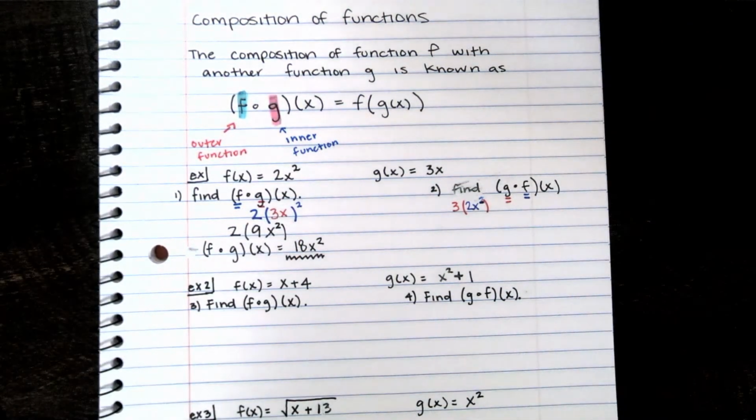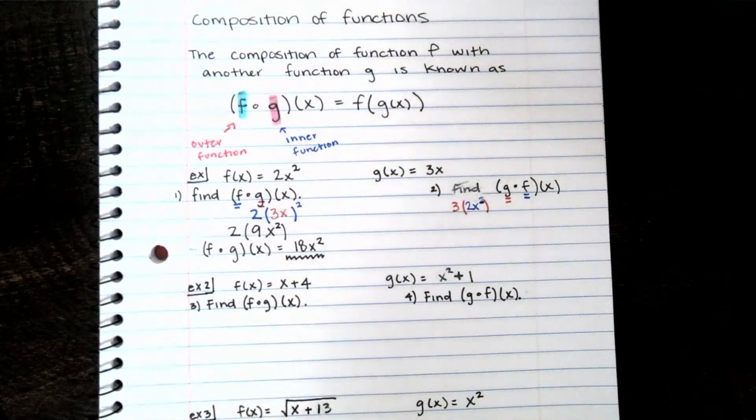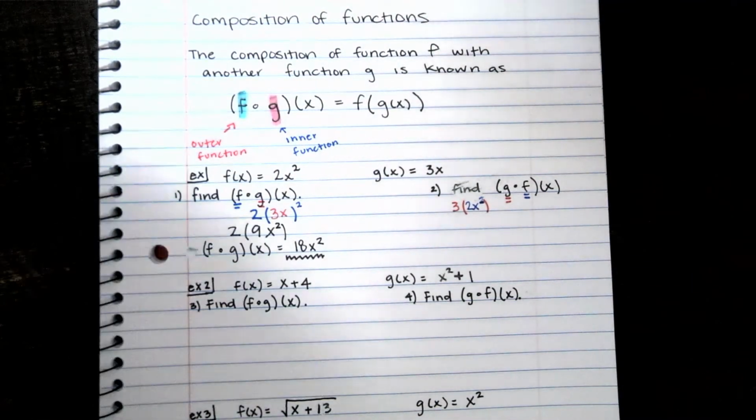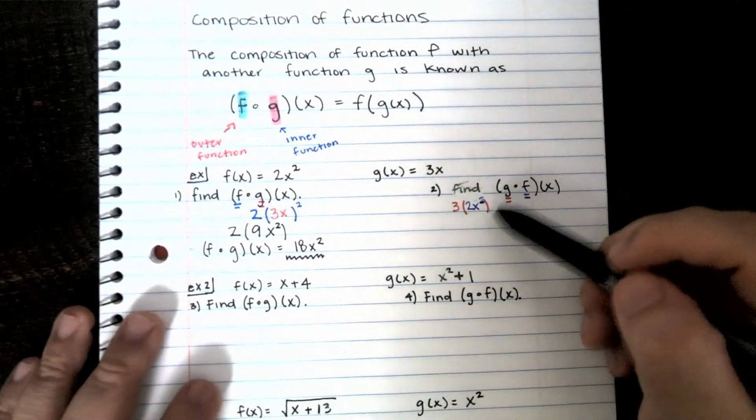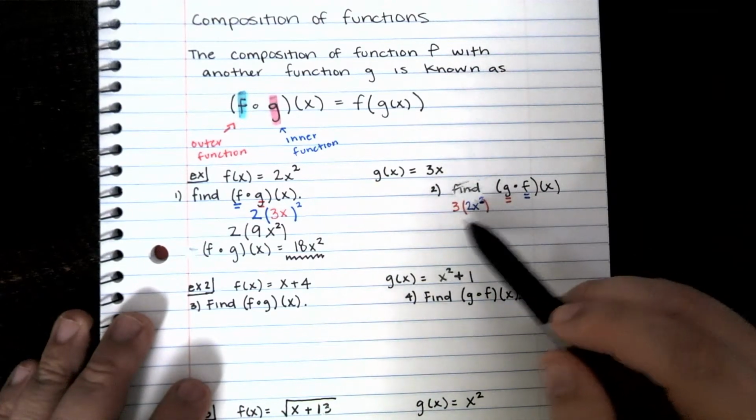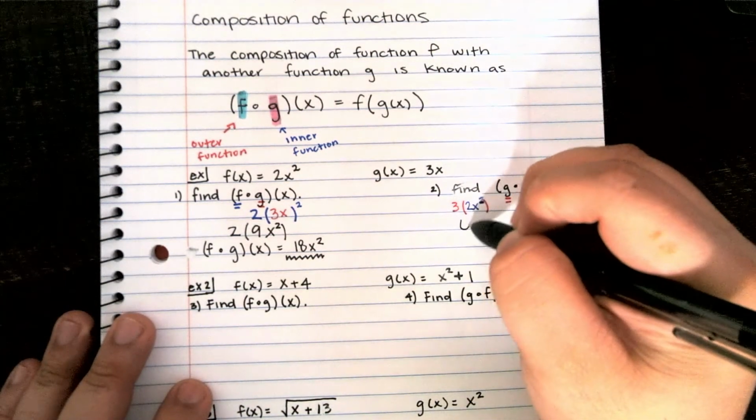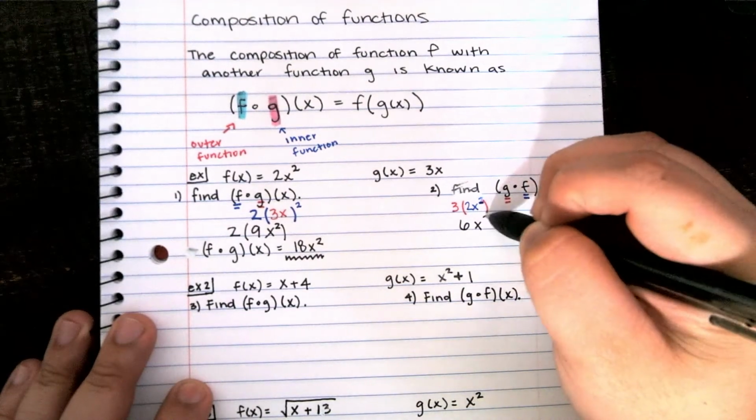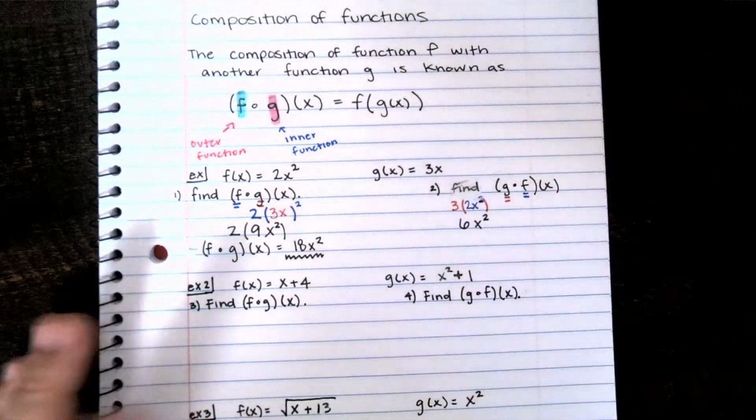It's 3 times 2x squared. And now we can just simplify. And this one's a lot easier because there's no square to deal with. Well, it is there, but it's not messing with our function. So all you gotta do is multiply. What is 3 times 2? That is 6. And then we bring down the x squared. So that's all I can do.